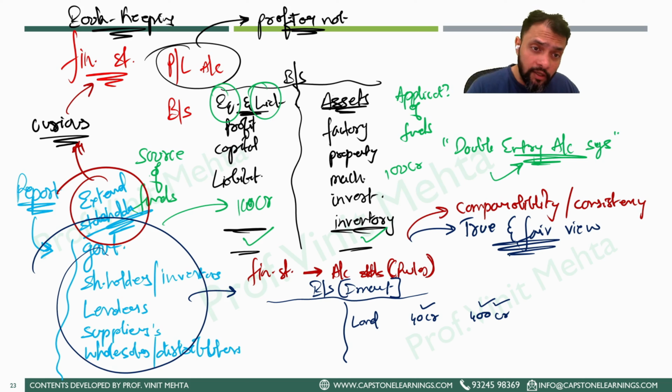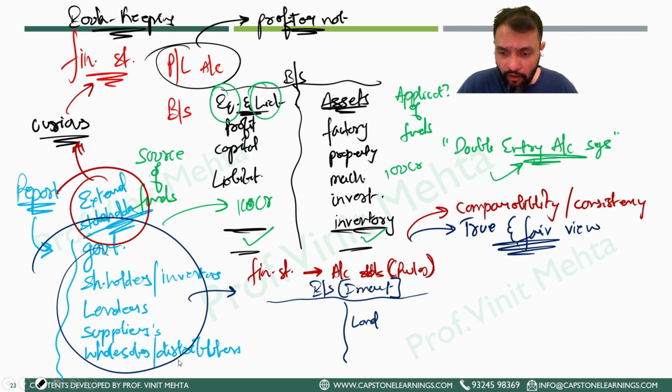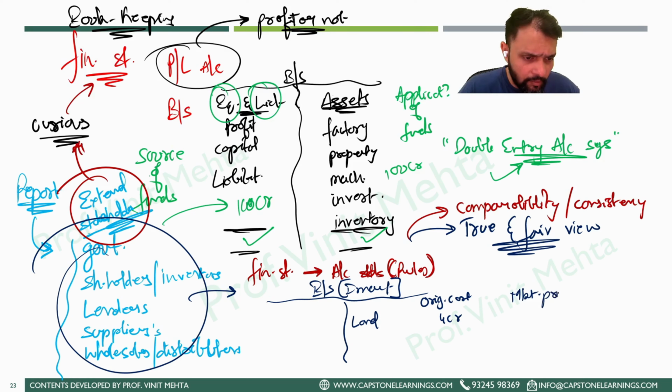You take any accounting standard in the world, the rules are designed to focus on one thing: is it showing a true and fair view or not? Let me prove it to you. For example, accounting standards in India say that the value of land on the balance sheet should always be at original cost. Let's say it is 4 crore, and not at the market price. Let's say the market price is 14 crore. It should be at 4 crore and not at market price.